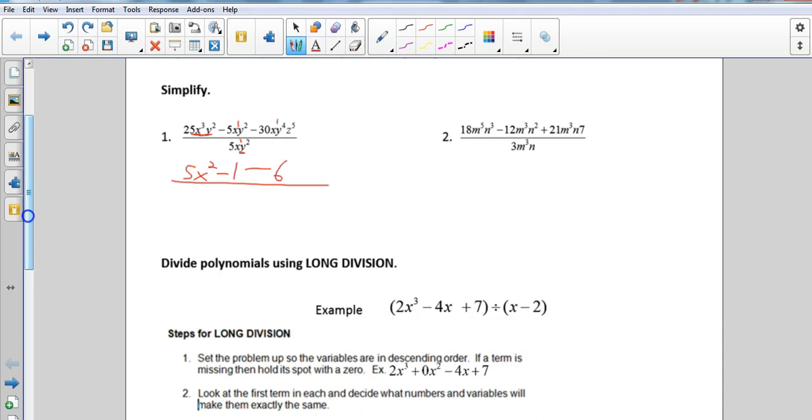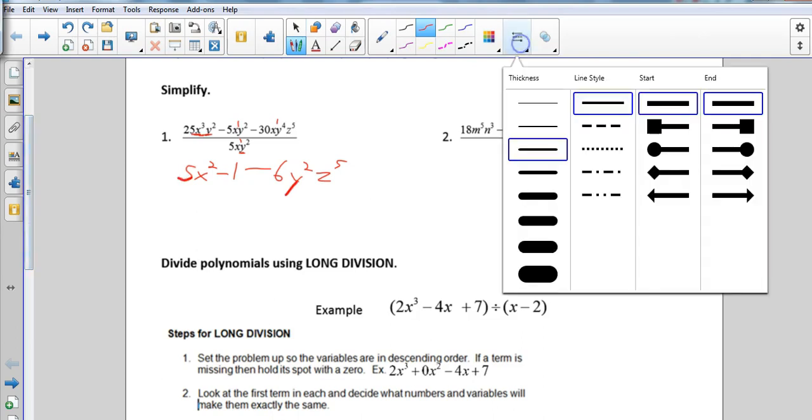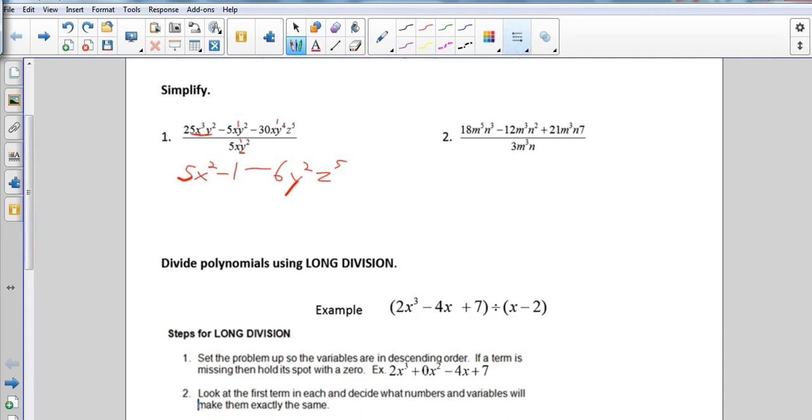The x's are going to cancel. Y to the fourth over y squared is y squared. 4 minus 2 is 2. Or do I have more on the top? How many more? 2 more. And z to the fifth just stays. I technically can write that over 1 because it is a fraction, but since we're reducing it, we do not need it. Therefore, that is our answer simplified. 5x squared minus 1 minus 6y squared z to the fifth.